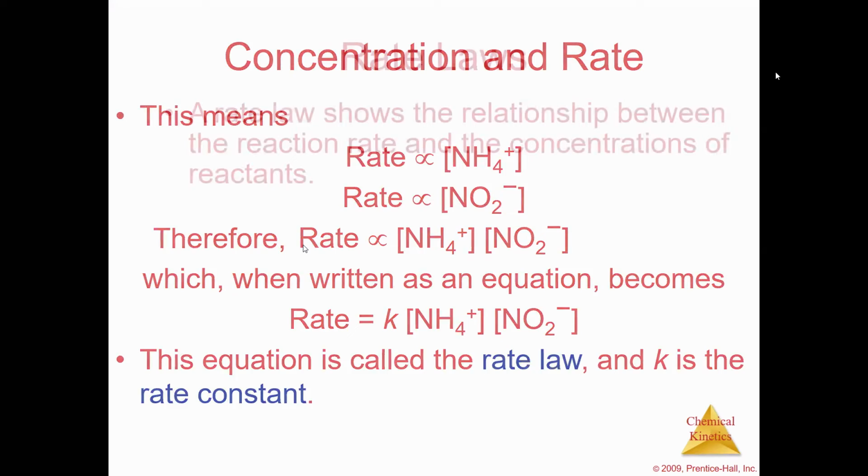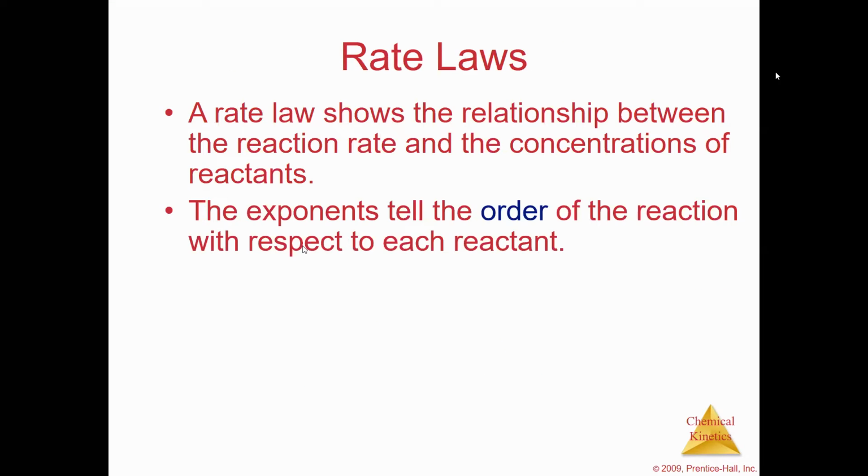Okay. A couple more little vocab, I think. The rate law shows the relationship between which reactants affect the rate and how. That's the order. Maybe it's second order, third, first, or maybe it's zero order. Both of these happen to be first order. So the exponents tell you the order of the reaction with respect to each reactant.